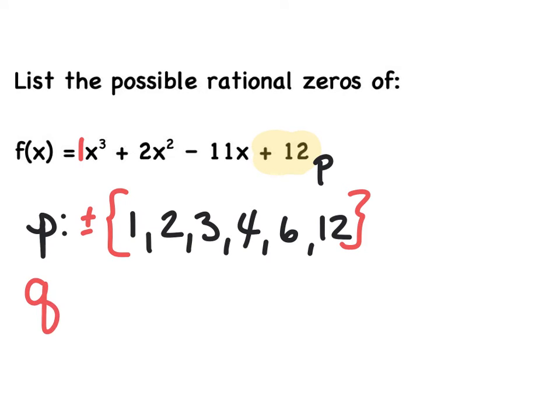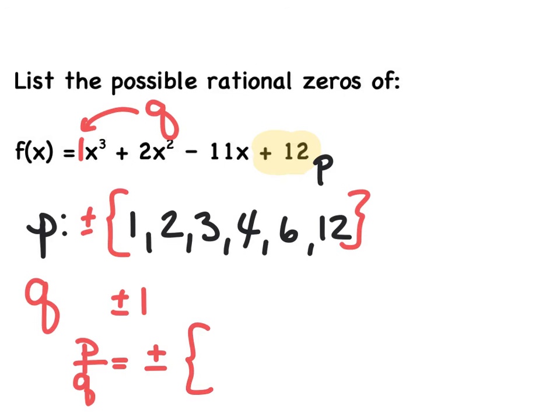Now, my factors of q. Q comes from your leading coefficient. So my factors of 1, well, that would be 1 times 1 and -1 times -1. So I also write plus or minus 1. So my list of p divided by q is, we'll just take every possible combination of this divided by 1. Well, that's just going to be equal to, if I divide by 1, I'm getting the same list as I had up above. So it's plus or minus 1, 2, 3, 4, 6, and 12.